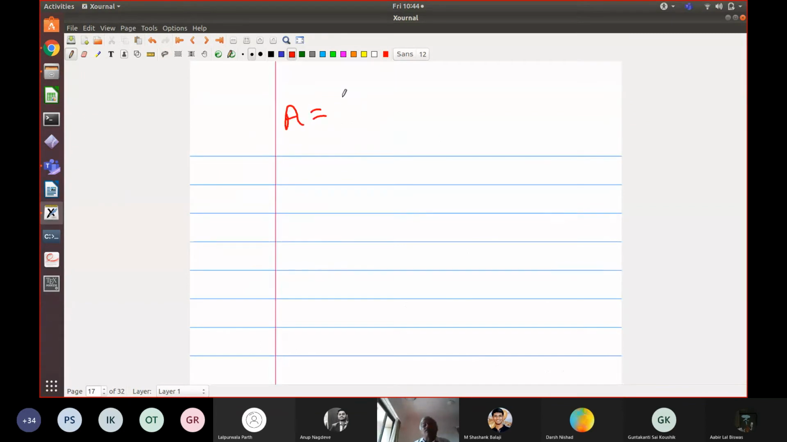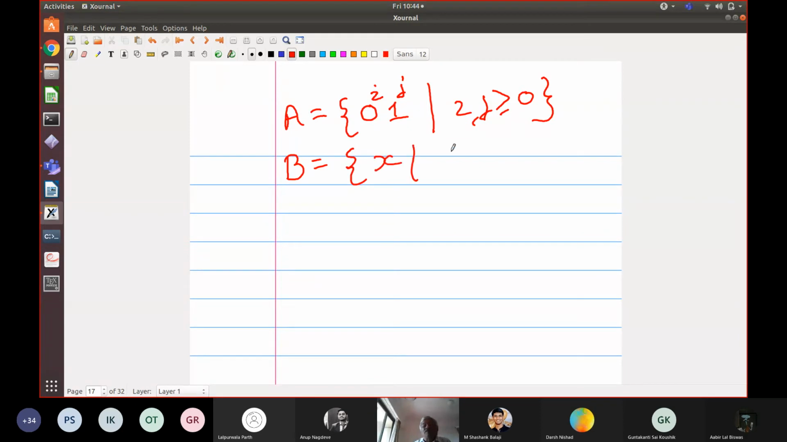A is the language of all words of the form 0 to the power i, 1 to the power j, where there is no relation between i and j. So both i and j are greater than or equal to 0. And B is the language of all strings X such that the count of 0 in X is equal to the count of 1 in X. So you should now be able to understand these two languages.